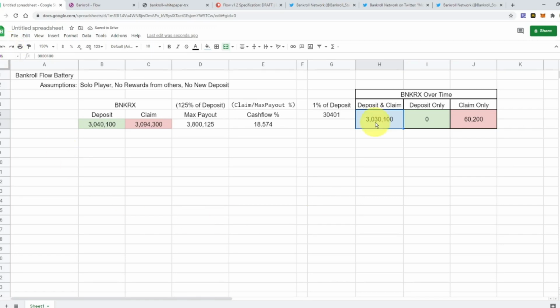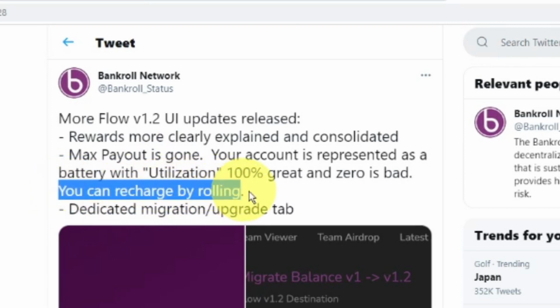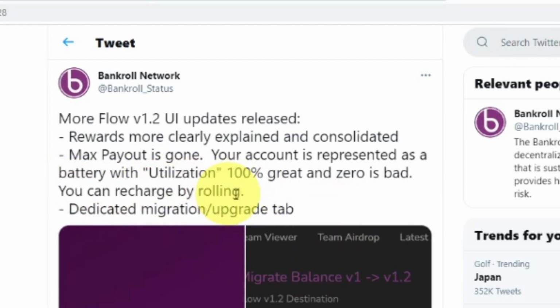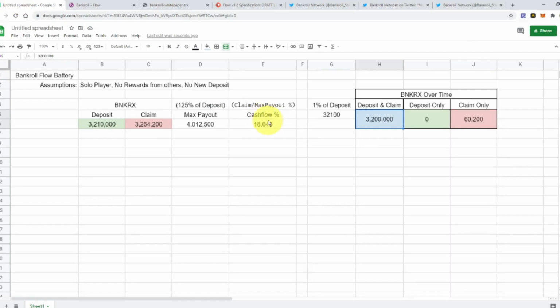Let's just say you keep rolling again. At this point, let's just say you did 3,200,000 up until this point. Cumulatively, it went up again. So it goes from 18.574 up to 18.64. So it is increasing. So going back to his tweet, this is a correct statement. You recharge by rolling. I wish you could have gone into more detail by saying when you're below 20%, but it does recharge.